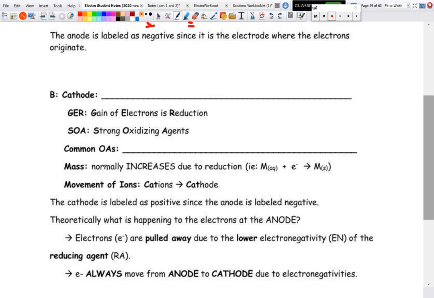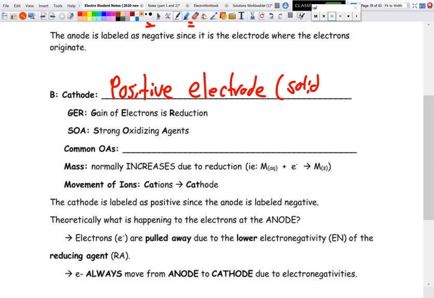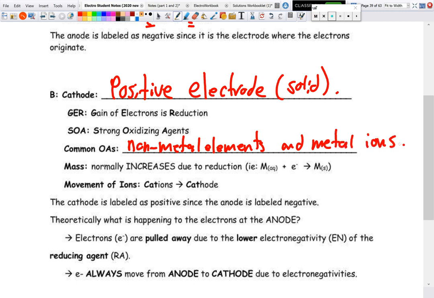Now for the cathode portion, this is the positive electrode. Remember, it is solid. And of course here, the gain of electrons is reduction. Strongest oxidizing agents occur here, and common oxidizing agents are non-metal elements and metal ions. At the cathode, the mass is generally going to increase.